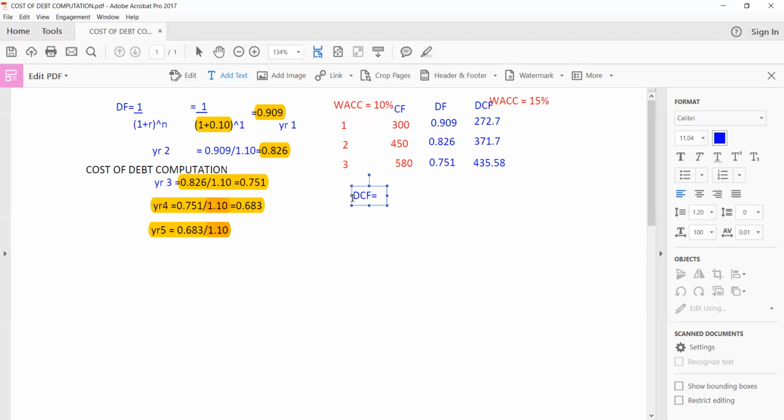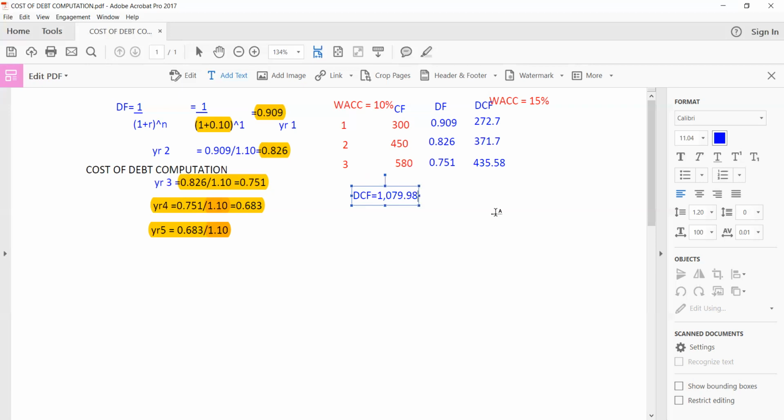So thereafter, when I add all the discounted cash flows, these are all cash flows, but they have been discounted to the same year, that is year 0. Any figure which is discounted has been discounted to year 0. And if any figure is in the present value, that figure is already in year 0, meaning it has already been discounted. So by adding them up, 272.7 plus 371.7 plus 435.58, I am getting 1079.98. So that's the total.